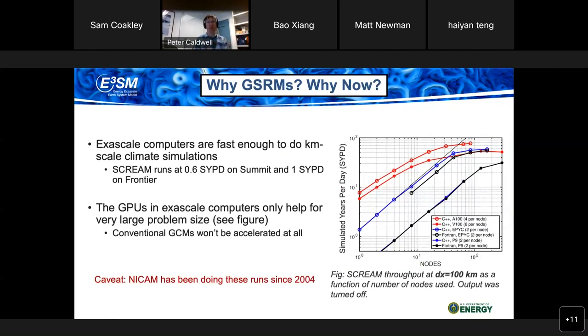Hopefully it's compelling enough. But in terms of why there's this huge explosion of these efforts right now, I think the answer is really exascale computers. We have these new computers that are just coming on the floor this year, basically, that are finally fast enough that we can do these kilometer scale simulations and run them long enough to start to use them for climate sorts of information.